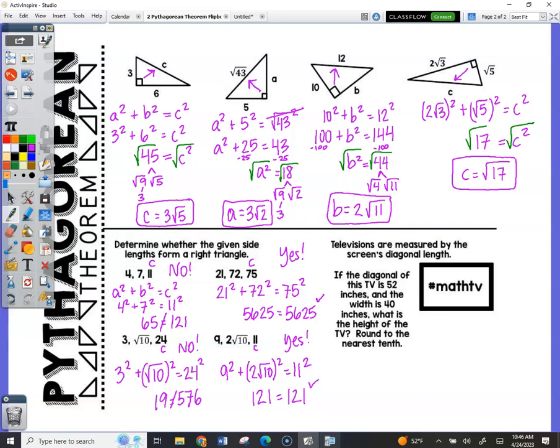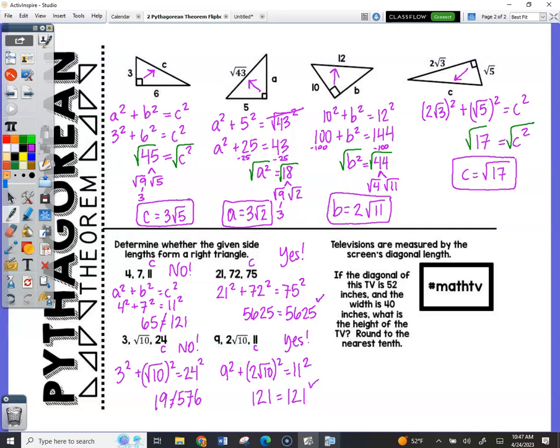Now, there's a lot of word problems involved with Pythagorean Theorem and trig. The good news is every single one of them involves what shape being drawn? A right triangle. Look at this. Did you know that televisions are measured by the diagonal on the TV screen, not the horizontal or the vertical? It's always by the diagonal. Okay? So look at this right here. If the diagonal of the TV is 52 inches and the width is 40, what's the height of the TV?